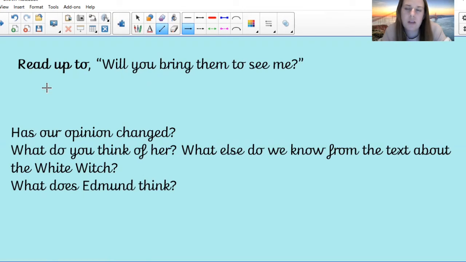Of course, Edmund thinks she's quite okay. He's a bit concerned that he had to go and sit on her sled, isn't he? But he's quite happy with the fact that she's fed him Turkish delight. There was a part there where she got a bit abrupt and a bit nasty. But then she kind of changed her tune when Edmund started to tell her the information that she wanted.